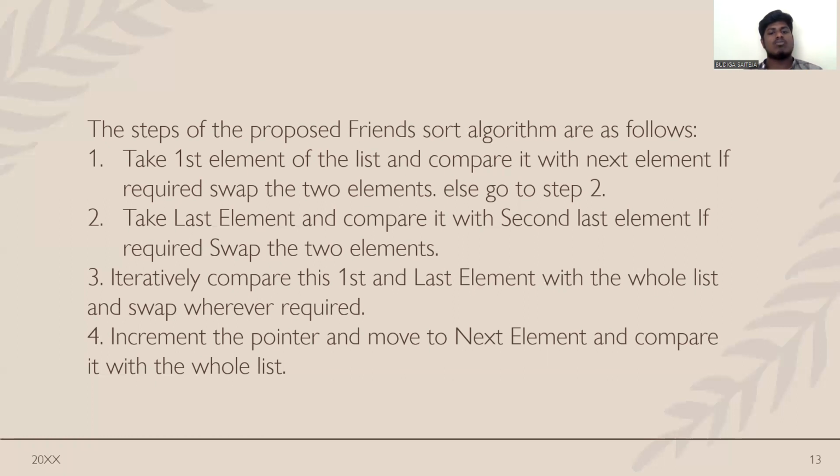Increment the pointer and move to the next element, comparing it with the whole list. By incrementing from the first element, it will move to the next element until it reaches the end of the list. It will compare, and if a swap is required, it will swap. Otherwise, it will go to the next element and keep checking until the list ends.